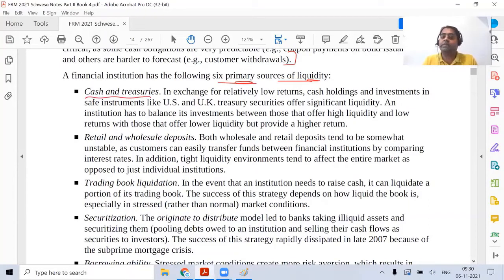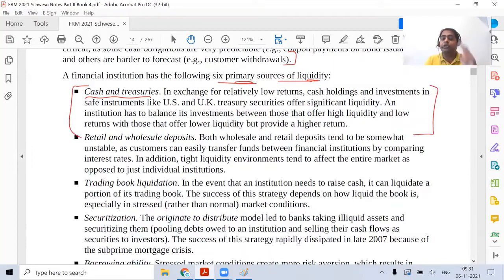One aspect would be to keep a sufficient amount of cash holdings with you or in your bank account. The second would be to manage treasuries. That means you are holding government securities. They've given you a reference with respect to the US and UK governments. It can be any government security because government security is risk free in a literal sense. It also provides you with liquidity because that government security can be easily sold in the market. So if you want to convert that security into cash, it is possible very fast. So the first source of liquidity for the bank would be the cash and the treasuries which they have.